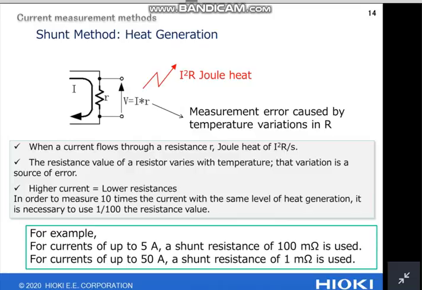Since the amount of heat generation is proportional to the square of the current, if you were to measure a current that is 10 times larger than a given current, in order to retain the same amount of heat generation, it would be necessary to use a resistor with 1/100th the resistance value. For example, if you look in the green box, for currents of up to 5 amperes, a shunt resistance of 100 milliohms is used. And for currents up to 50 amperes, the shunt resistance is 1 milliohm. As we can see here, heat generation poses serious physical limitations in measuring large currents with the shunt resistor method.